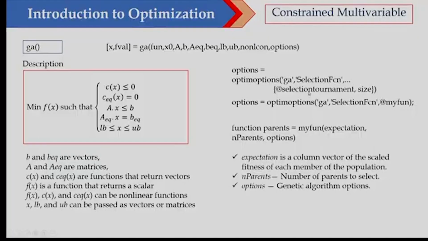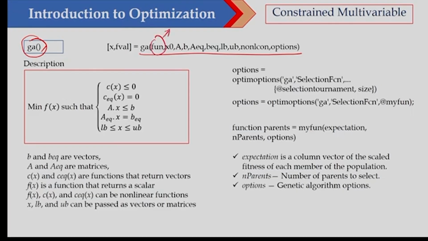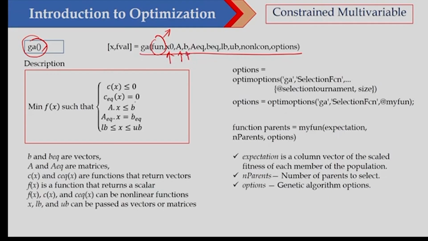Now, let us see how we can solve this problem using genetic algorithm. Okay. So, here the genetic algorithm function is GA. I have to use this function, and this is the syntax of this particular function. Here I can handle a lot of things. This is the value of the objective function. So, the objective function, then you put the initial solution, then A and B. This is the inequality linear constraint.